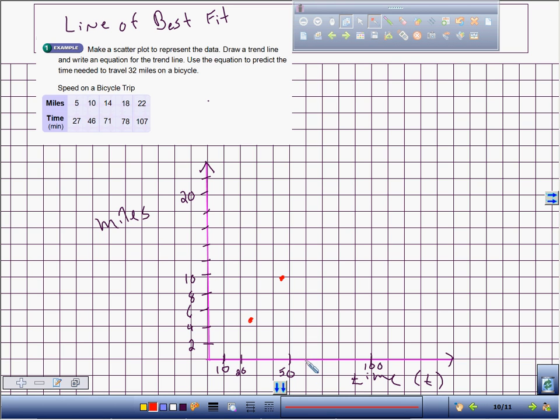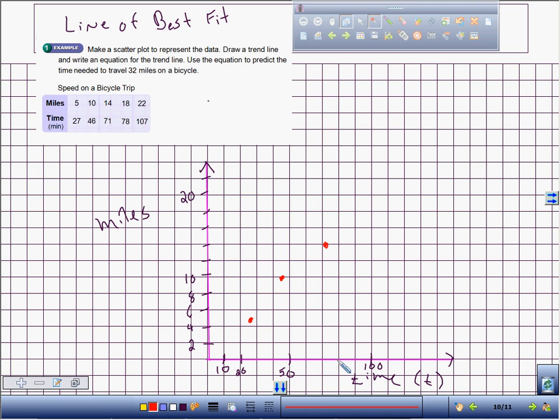So 50, 60, 71, just a tiny bit past that line. Now 14, 10, 12, 14, so maybe about there. Does it look like it's starting to make a line? Yeah. Okay. 78, 18.